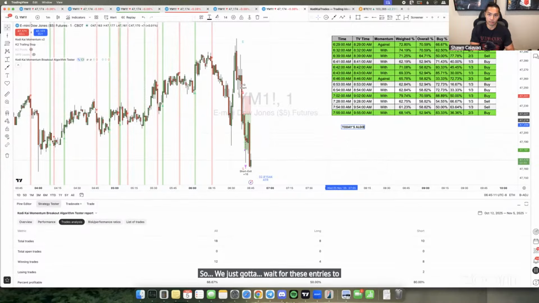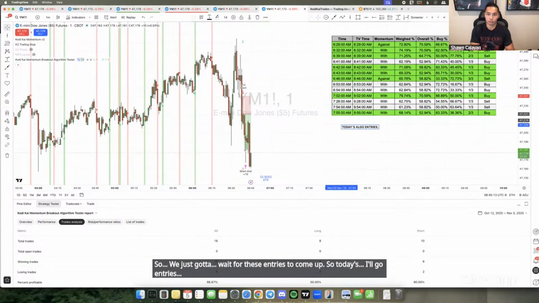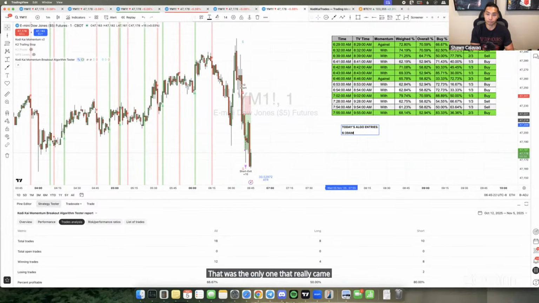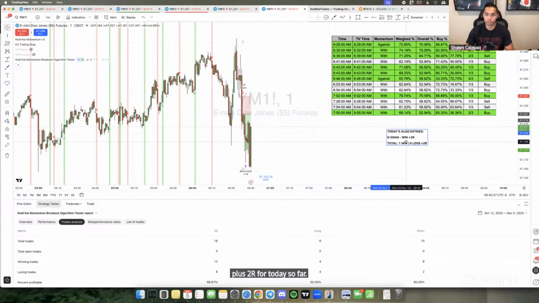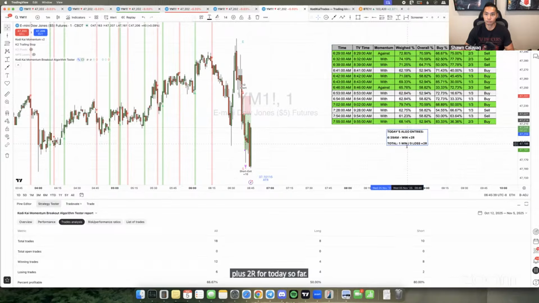So today's algo entries, there's only one entry that came up today. Really, it was a 639, not one that I took, but that was the only one that really came up. Total, one win, zero loss, plus 2R for today so far.